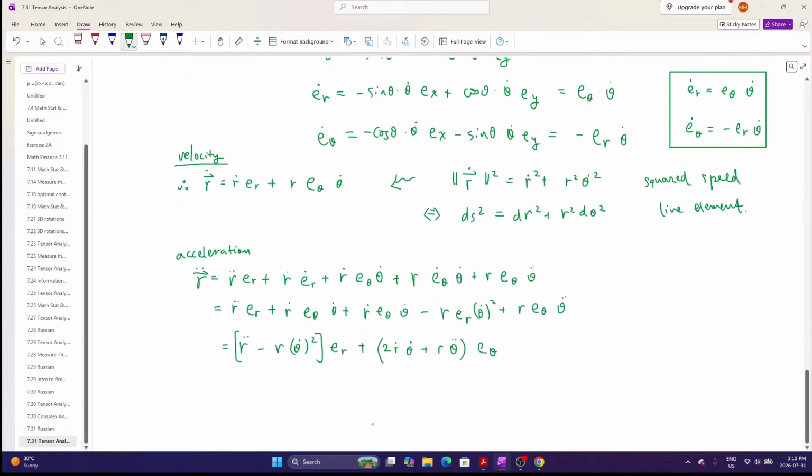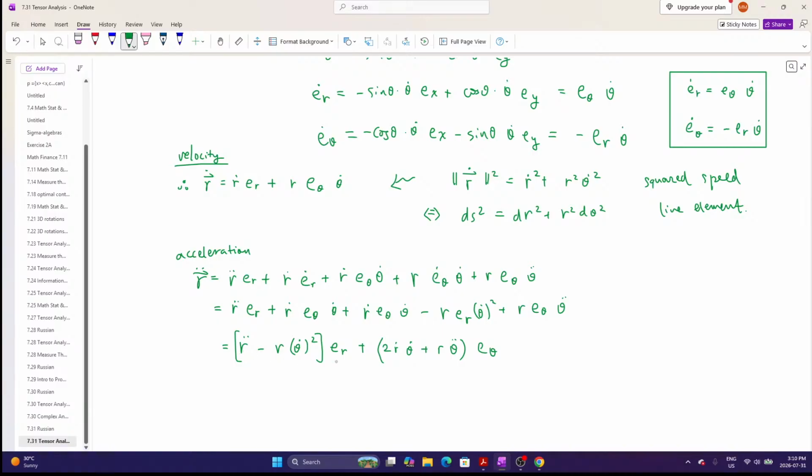Right. So physically, this is meaningful. r double dot tells you how the scalar radius changes. Of course, if the scalar radius has an acceleration, it would contribute to the radial acceleration.